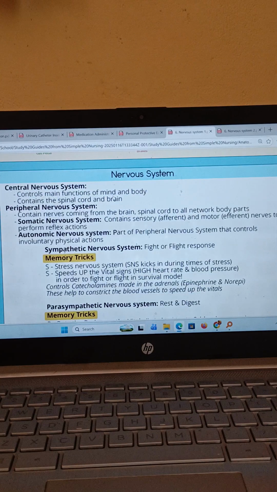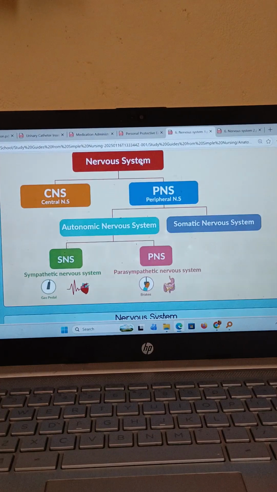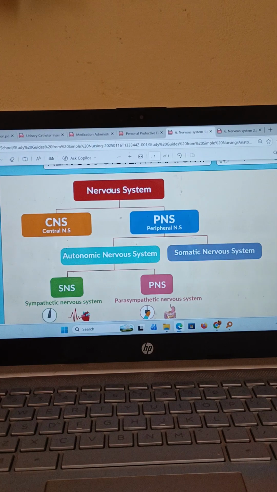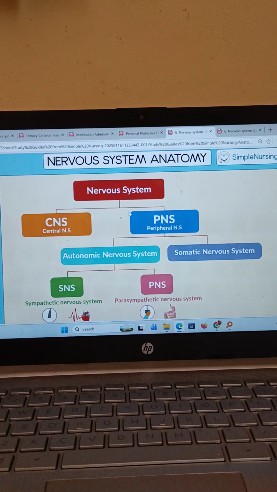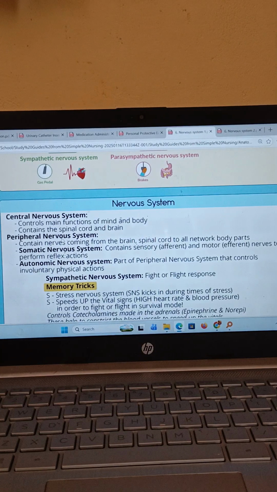So let's now have a look at some of the terms and also the functions. Now for the central nervous system, a subgroup of the nervous system along with the peripheral nervous system, it controls the main functions of the mind and the body. Don't forget about that. It also covers the spinal cord and the brain.